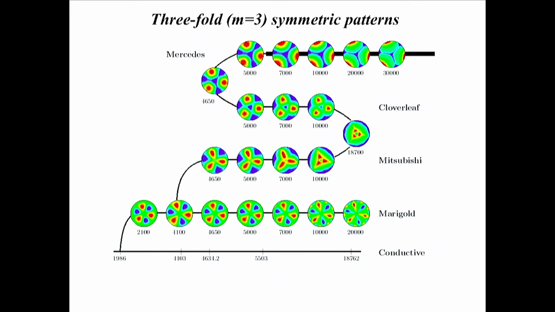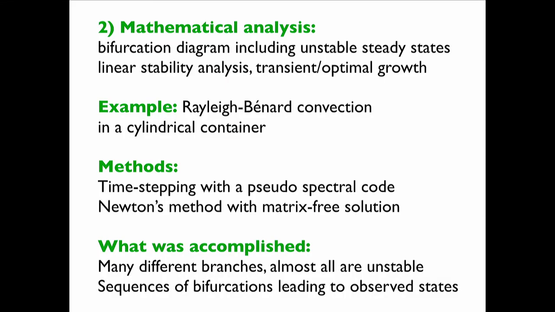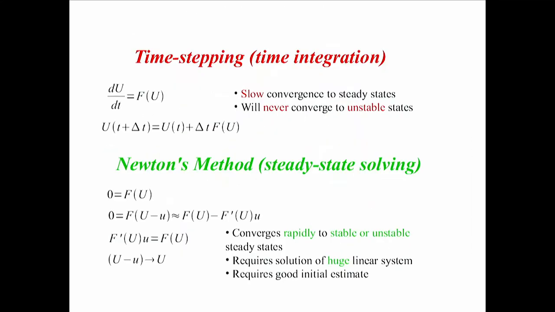This is making the equations do stuff. This is math. And so here I'm summarizing my story. This was for Rayleigh-Benard convection in a cylindrical container. We did not only time stepping, but also bifurcation diagram and linear stability analysis. And we used time stepping, yes, but we then also used Newton's method. And now to do Newton's method requires, at a certain point here, this thing, this is for one dimension. For multiple dimensions, this is a Jacobian.